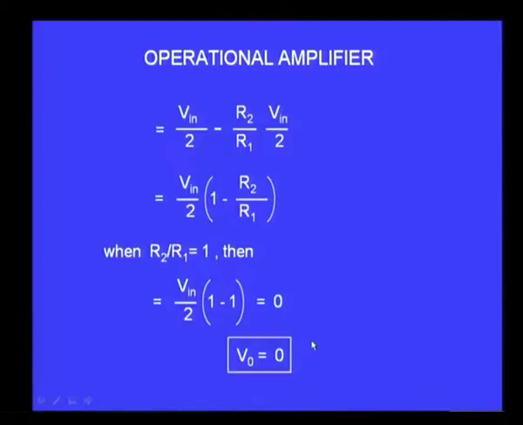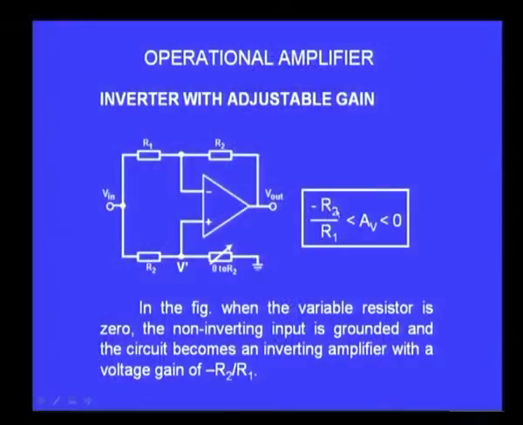V in by 2 into 1 minus R2 by R1, and if I make R2 by R1 equal to 1, then V in by 2 times 1 minus 1 is equal to 0. Therefore, the minimum gain is 0, and the maximum gain you can get is minus R2 by R1 when you have only the inverting amplifier. Therefore, you can vary the gain of this amplifier from minus R2 by R1 to 0. So, the total voltage gain of this amplifier can be varied over a range by using this type of configuration. So, this is maybe another useful circuit.